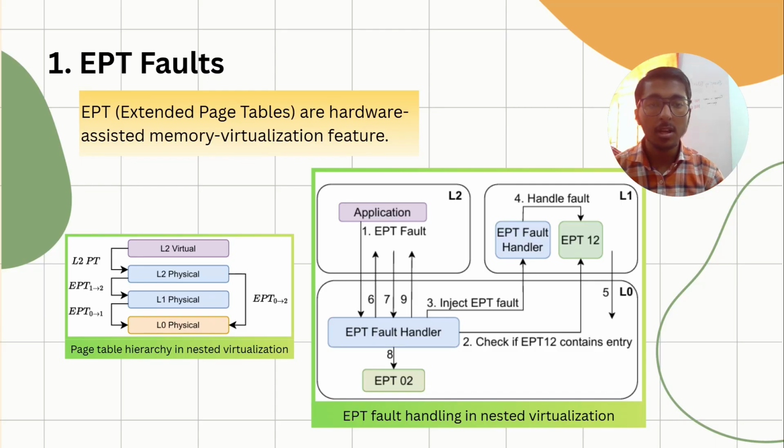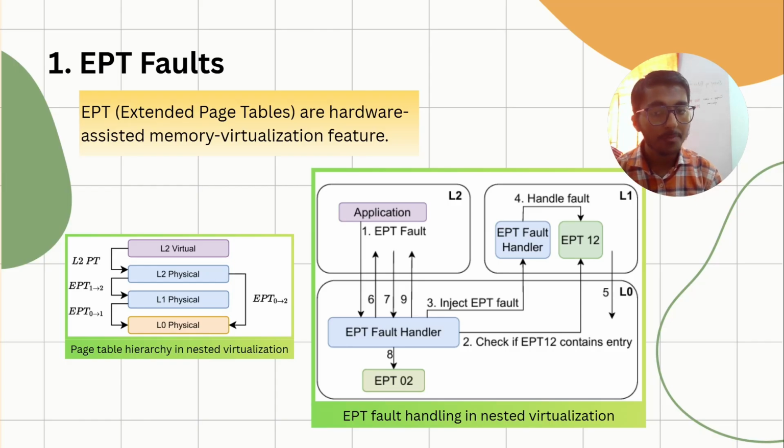Now let's discuss what happens when L2 encounters an EPT fault due to a missing mapping 0 to 2 in the page table entry, which triggers a VM exit to L0. Then L0 checks if a valid mapping appears in the EPT 1 to 2. If it is missing, L0 injects the EPT fault into L1 and enters L1 immediately thereafter. L1 handles the EPT fault by mapping the address in the EPT 1 to 2, and then L1 tries to resume L2, trapping again into L0.